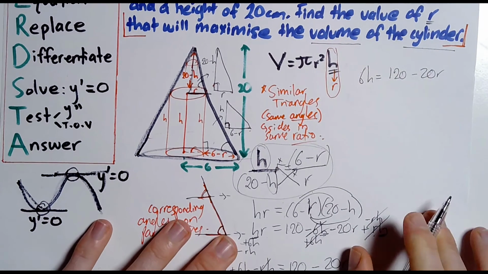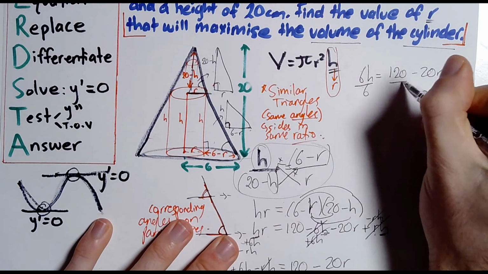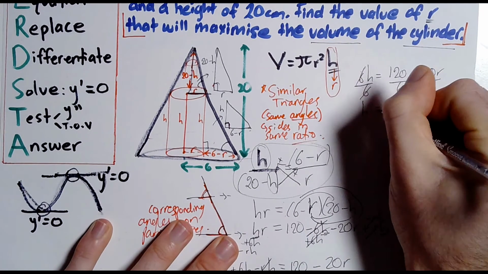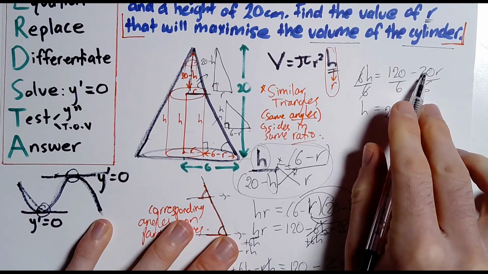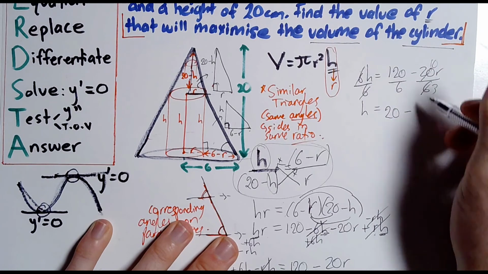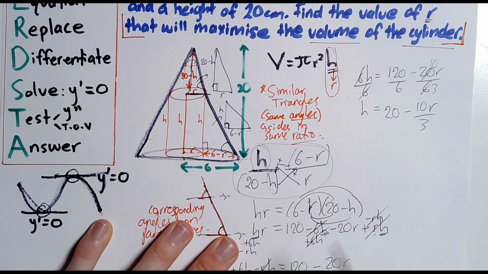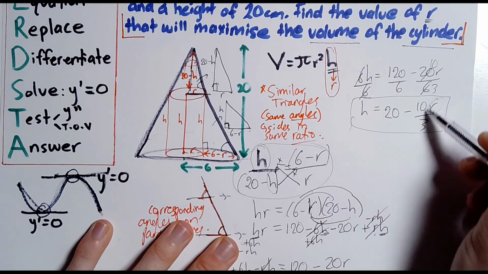And what we now have is we can divide by 6 to get the h by itself. So we have to divide all the terms by 6, and that leaves us with h equals 20 minus, and then 20 over 6 can be simplified to 10 over 3 because 2 goes into both the top and the bottom there. 10r over 3. Voila, you now have an expression for h in terms of r.